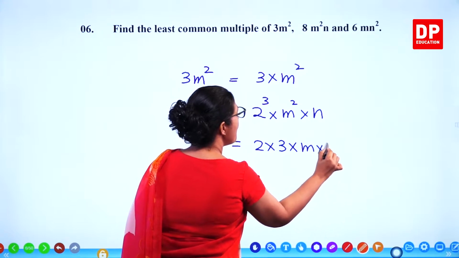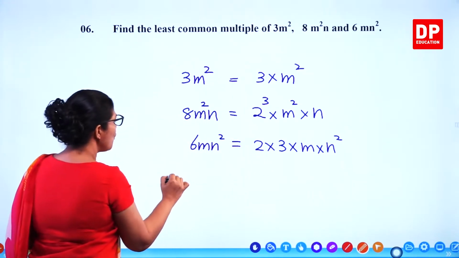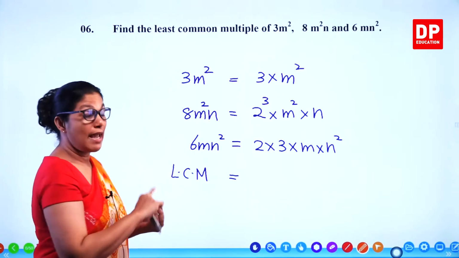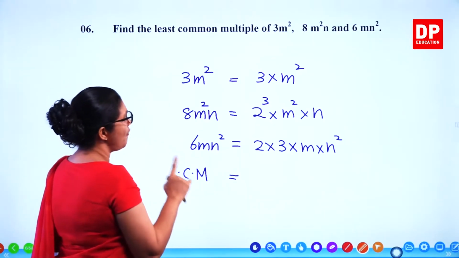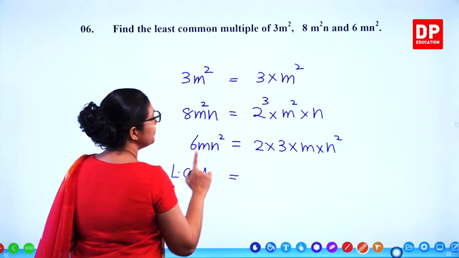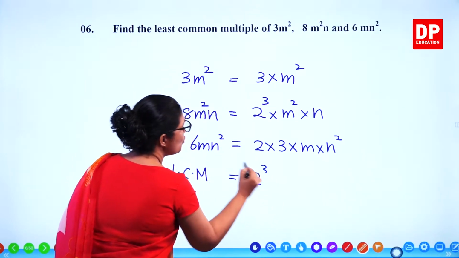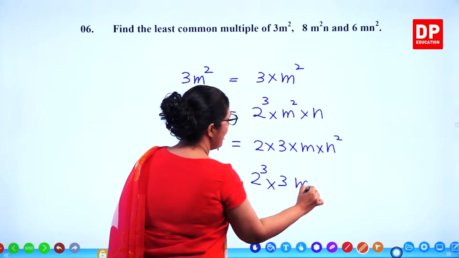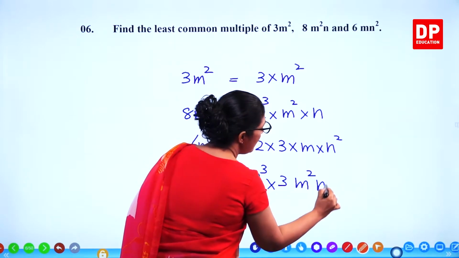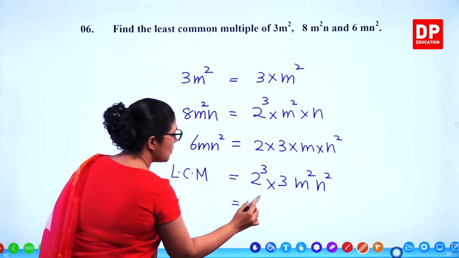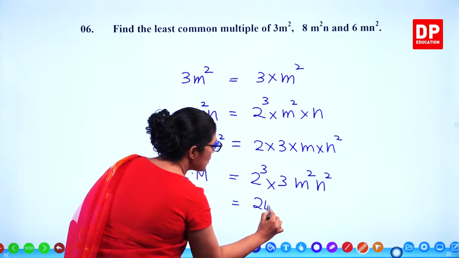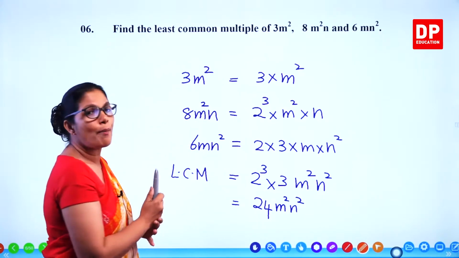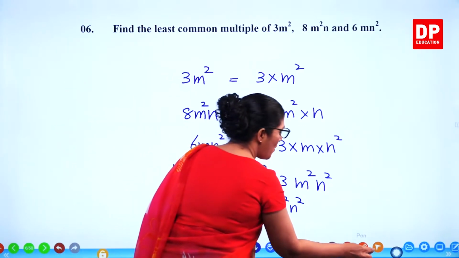M n squared. So how do you find out the lowest common multiple or least common multiple? You take all distinct factors with the maximum power. 2 to the power 3 is the maximum. Then 3 just once. M squared. N squared is the maximum. So 8 times 3, 24. M squared n squared is the lowest common multiple. So you get 2 marks for that.